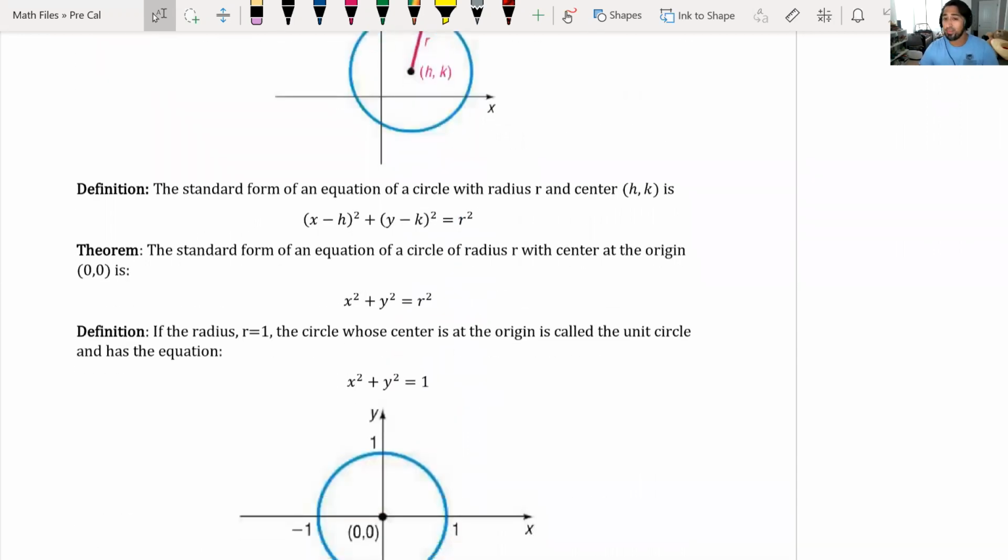Then the standard form of an equation of a circle with radius r and center (h, k) is given by (x minus h) squared plus (y minus k) squared equals r squared. This is the standard form of an equation of a circle. If the center happens to be at (0, 0), then the equation is x squared plus y squared equals r squared. And then if the radius happens to be 1, then we come across something called the unit circle, which we will get really familiar with in chapters 7 and 8 and the rest of your life. All right, so the unit circle is going to be something you want to tattoo on your forearm or something.